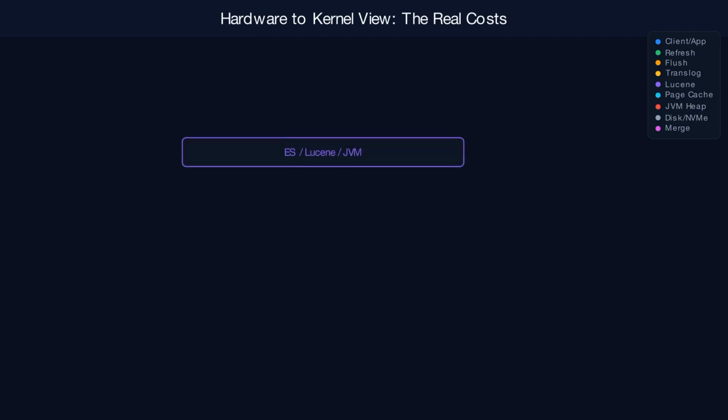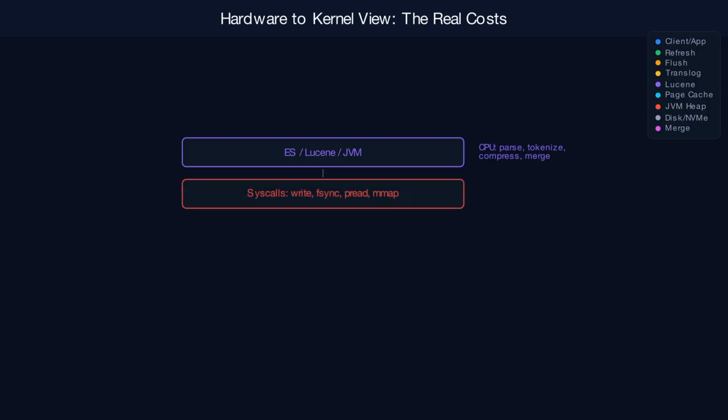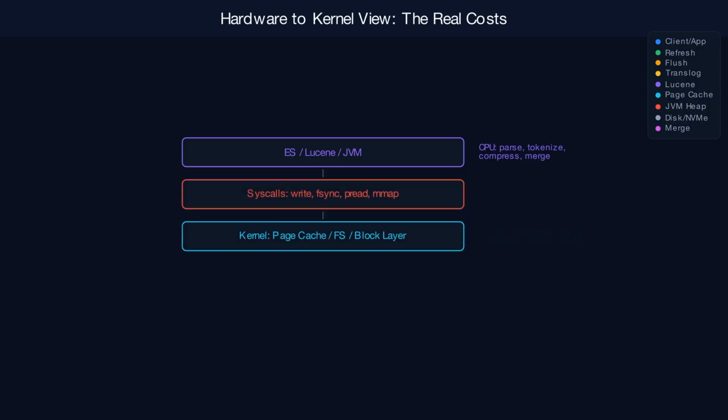At the application layer, Elasticsearch and Lucene use CPU for parsing, analysis, tokenization, posting list construction, compression, and segment merges. JVM heap holds in-memory data structures and request processing buffers. The OS page cache, and this is critical, is heavily used for file-backed I/O and search performance. Think of it like a filing cabinet with a fast desk in front. The desk is the page cache. Frequently accessed files sit on the desk. Rarely accessed ones require pulling from the cabinet. That is a disk read.